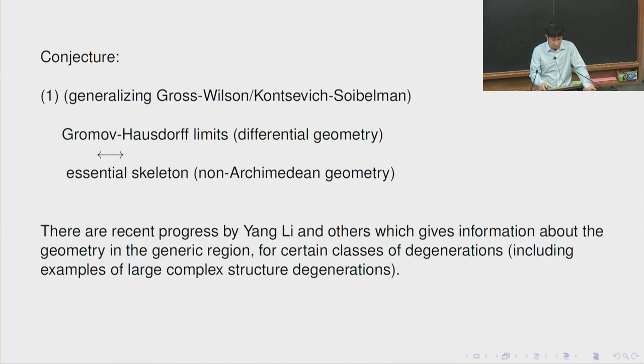So I have two more slides. So this is a conjecture. This is a rough conjecture. It generalizes the conjectures of Gross-Wilson and Kontsevich-Soibelman in the case of large complex structure limits. So in general, the Gromov-Hausdorff limits of the Calabi-Yau metrics, the differential geometry objects, should be related to certain non-Archimedean objects. There is important progress made by Yang Li and others, which gives us some information about geometry in the generic region and in a more general setting. But again, for certain classes of degenerations.